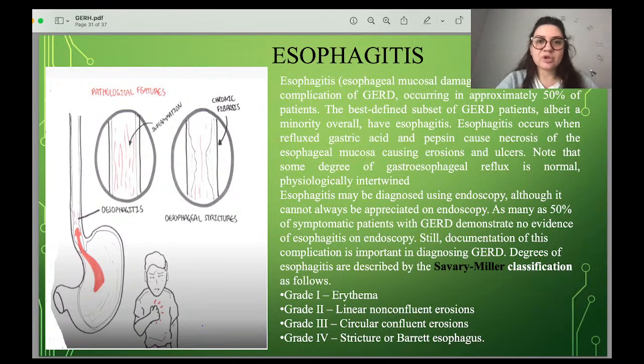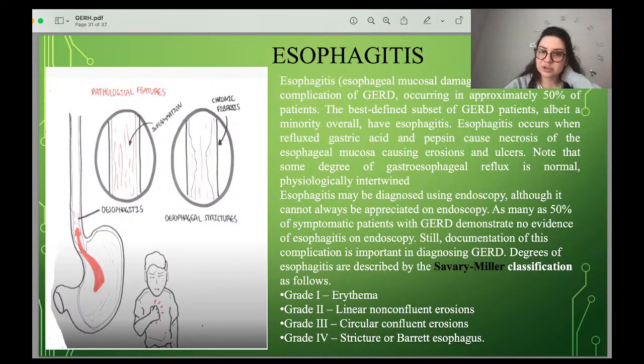Okay, a little bit more about esophagitis as a complication of GERD. Esophagitis, or esophageal mucosal damage with inflammation, is a complication of GERD occurring in approximately 50% of patients. A well-defined subset of GERD patients, albeit a minority overall, have esophagitis. Esophagitis occurs when refluxed gastric acid and pepsin cause necrosis of the esophageal mucosa, causing erosions and ulcers. Note that some degree of gastroesophageal reflux is normal, physiological.